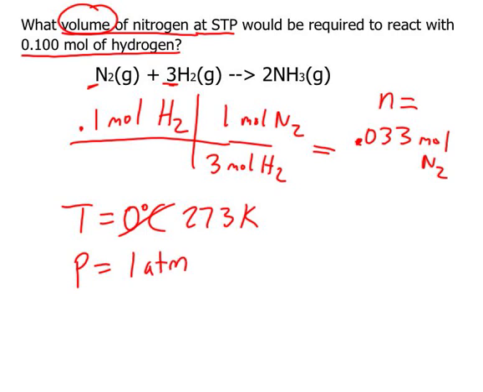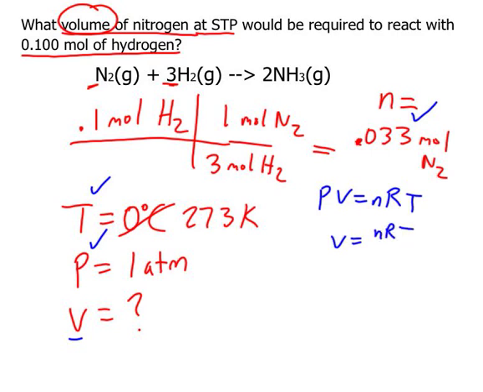So essentially, we're asked to figure out the volume. So this should start to look familiar. We know the moles of the gas we want. We know the temperature. We know the pressure. We just don't know the volume of the gas we want. So using our ideal gas law, PV equals nRT, we know V equals nRT divided by P.